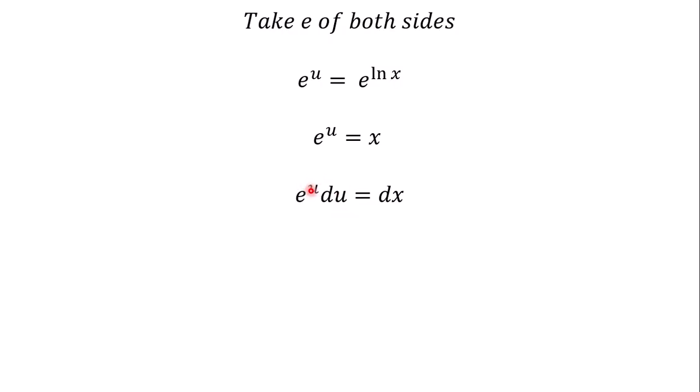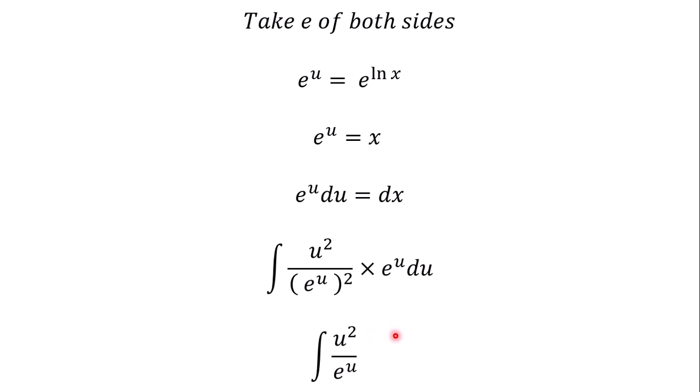Now let's put this into the integral, and also the natural log of x, which is what? The u. Okay. Now here, e to the power u will cancel out with this one, and it will be left with e to the power u. Okay, u squared over e to the power u.